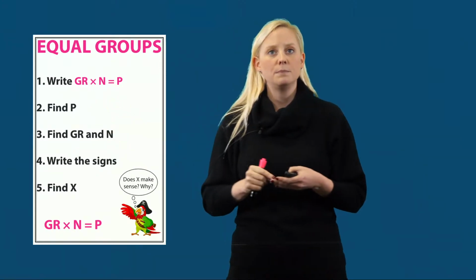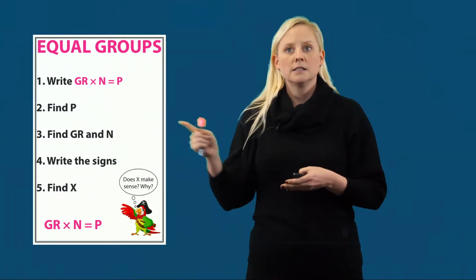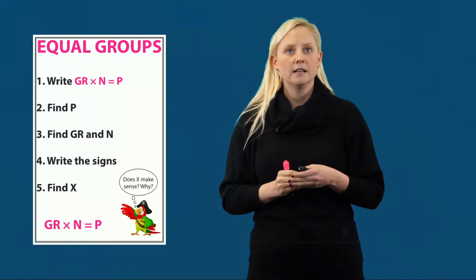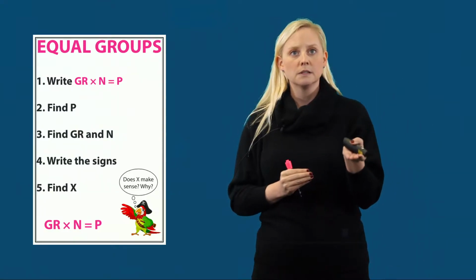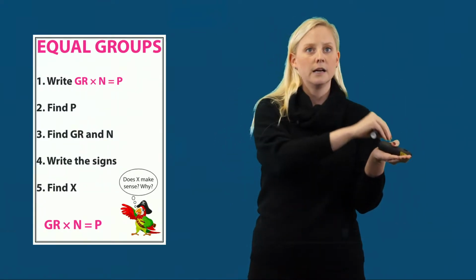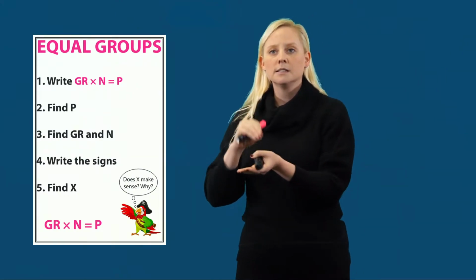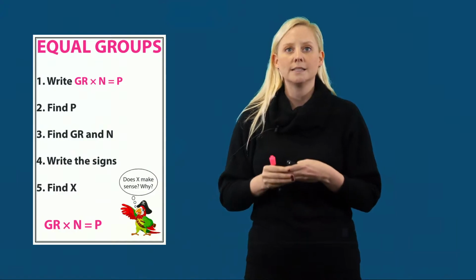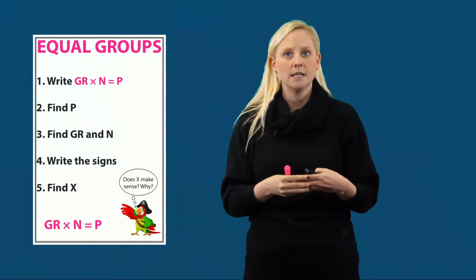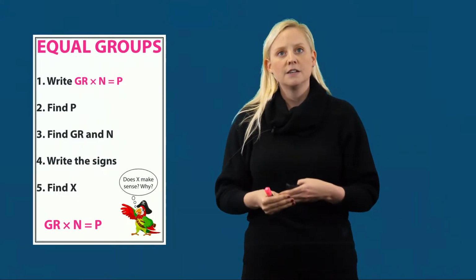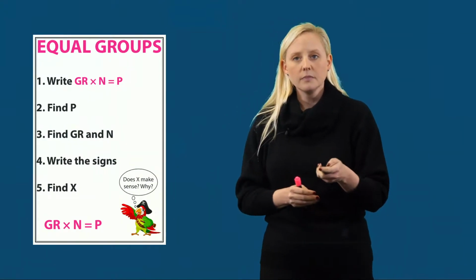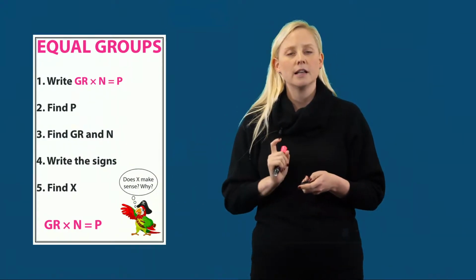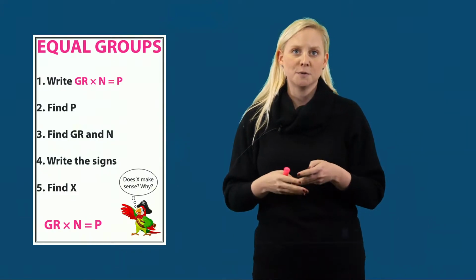Step 2 is find P, or the product. Step 3 is find GR and N, which means we're finding the groups, and then we're finding the number in each group. Step 4 is write the signs. In an equal groups problem, the signs are always times and the same as, or times and equal. Step 5 is to find X. And then at the end, we have our little parrot here who's going to ask us, does our answer make sense?